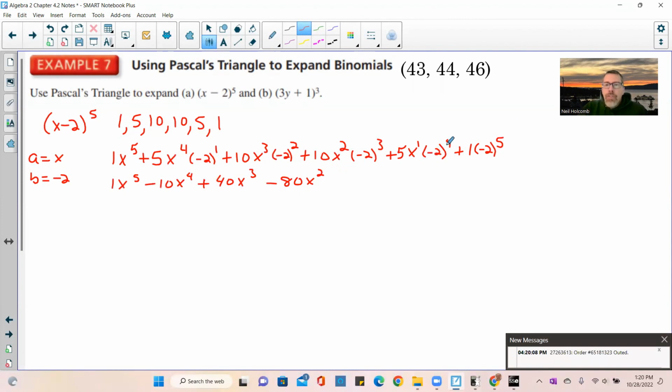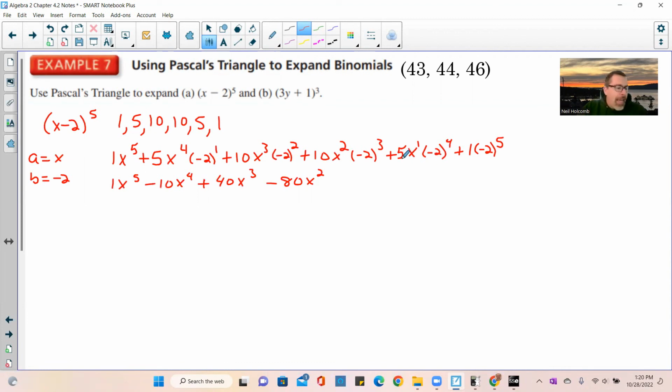And then negative 2 to the fourth power is 2 times 2 is 4 times 2 is 8 times 2 is 16. 16 times 5 is 80. So that's going to be a positive 80x. And then finally, negative 2 to the fifth is 2 times 2 is 4 times 2 is 8 times 2 is 16 times 2 is 32. And it's negative 32. Okay. So it's x to the 5th minus 10x to the 4th plus 40x cubed minus 80x squared plus 80x minus 32. That is what x minus 2 to the 5th power expanded out would be using the Pascal's triangle.